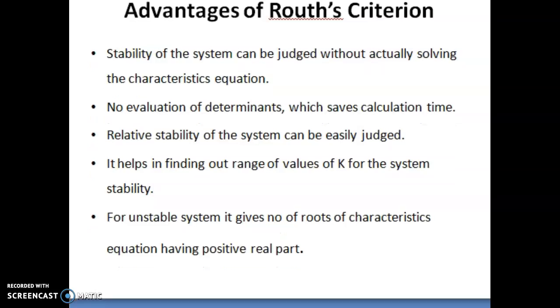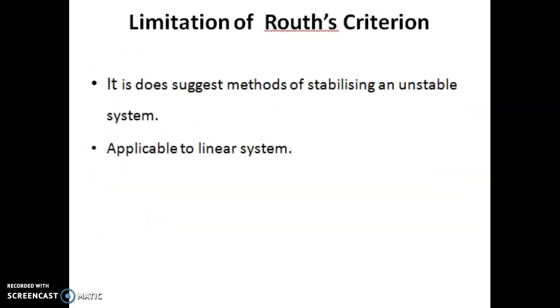Next is the limitation. It does not suggest any method of stabilizing an unstable system. And it is only applicable for linear systems.